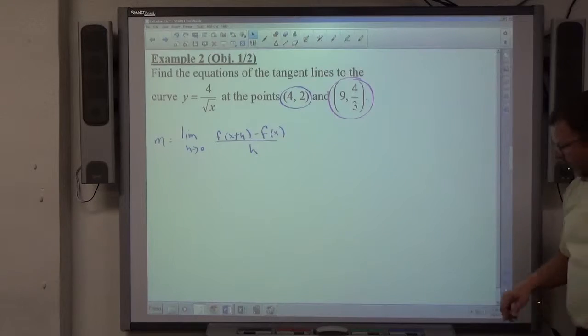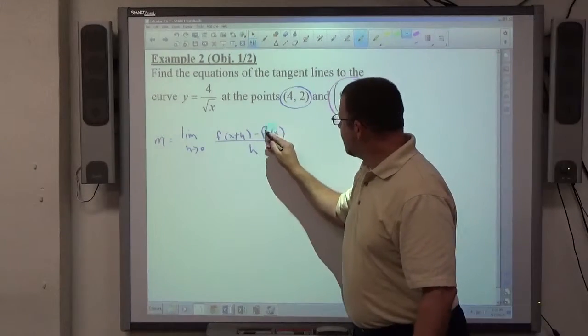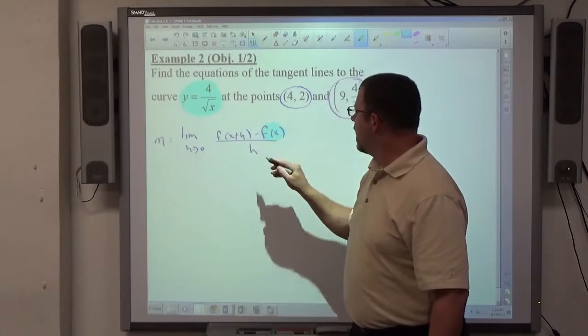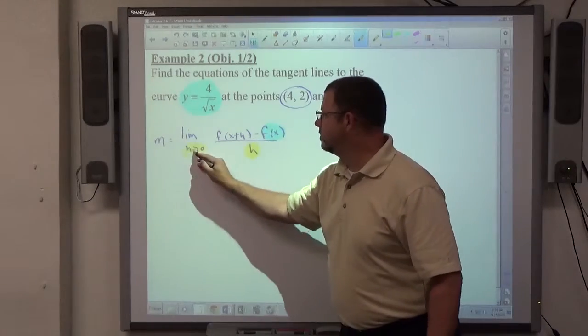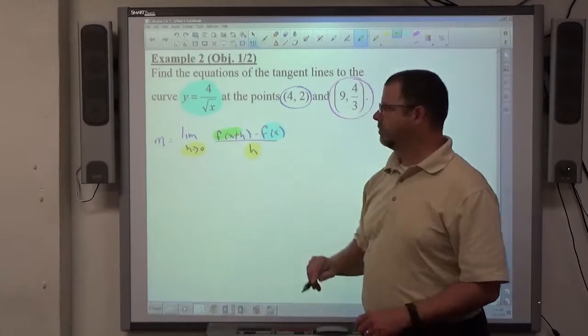And what hopefully you got out of Friday, if nothing else, was that f of x is given to you. F of x is the function. H is given to you. It's 0. F of x plus h is not given to you. We have to create that.